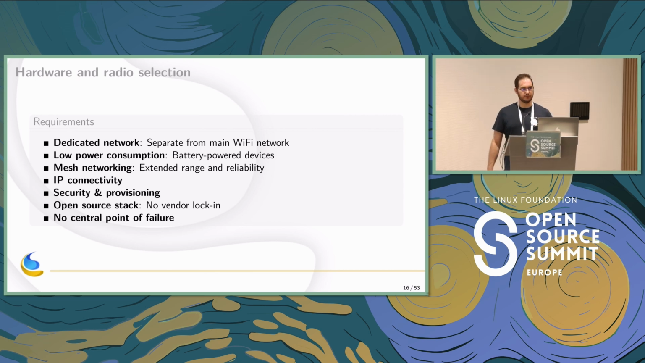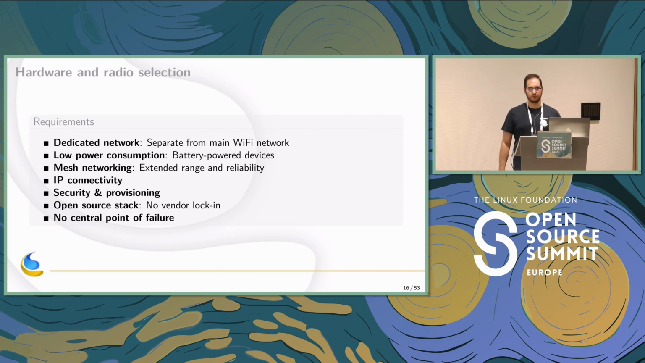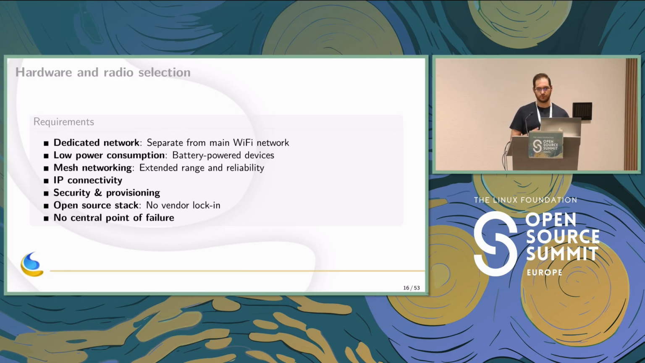I also wanted a network with IP, so support for IPv4 or IPv6, because it's quite convenient. A lot of libraries use IP, so it's quite good to have it.